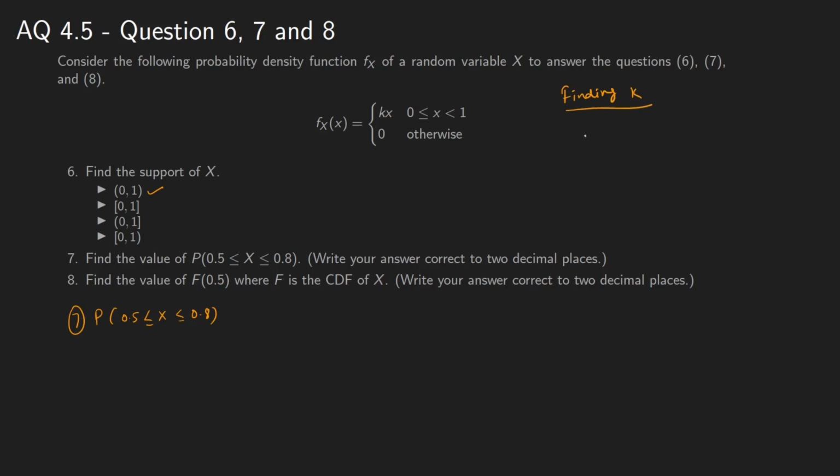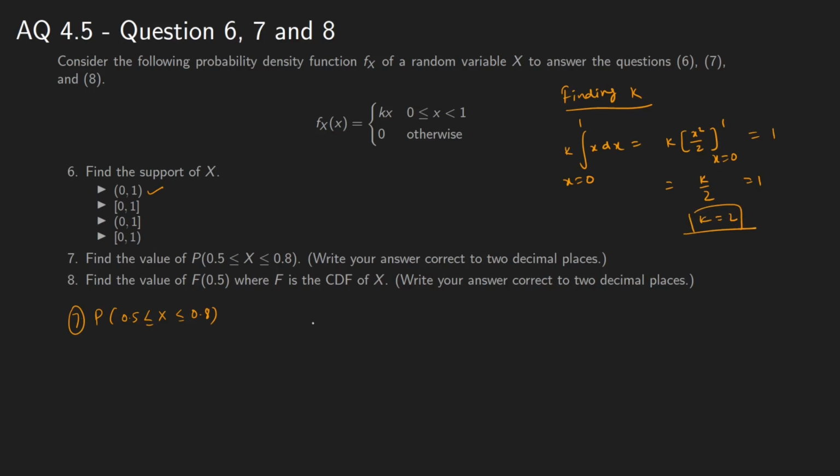Finding k. When you integrate over the full range of the random variable, x equals 0 to 1, k is a constant, so we can take it outside: k integral of x dx. So it will be k times x squared by 2, with x going from 0 to 1. So it is k by 2. And this integration, because we are integrating over the full range of the random variable, should be equal to 1. So it means k equals 2.